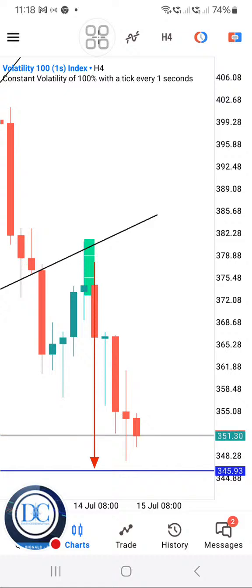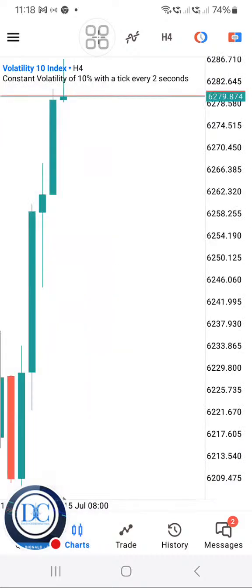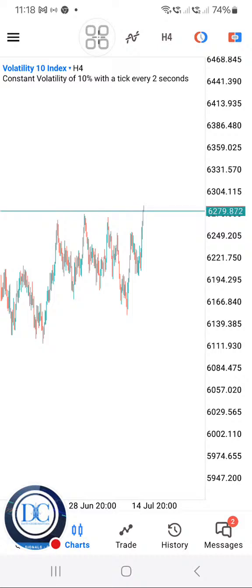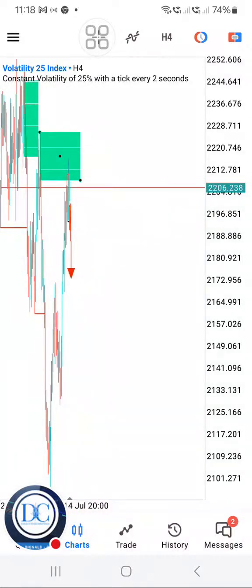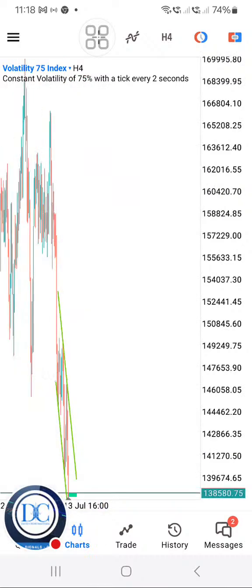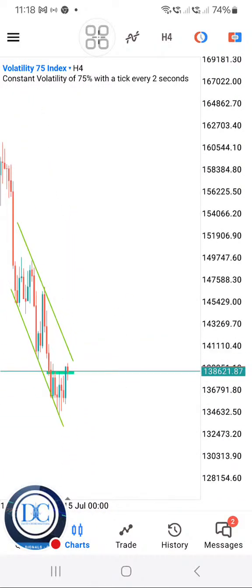Okay, let's go to the next part. Which asset can we look at? Didn't do any analysis in this one. 25, we did 25. 75, I'm waiting for 75 to push a little bit up.